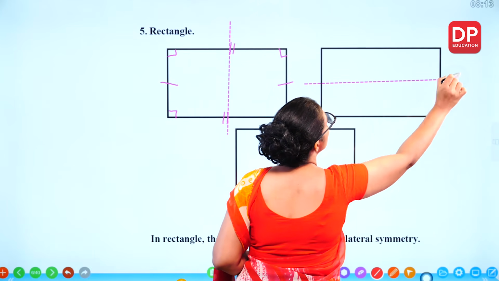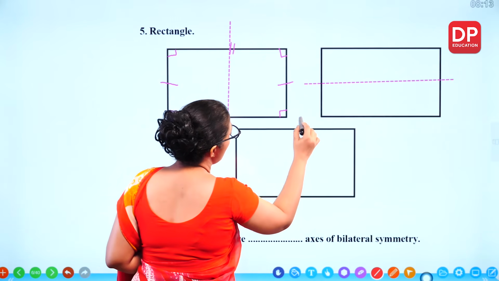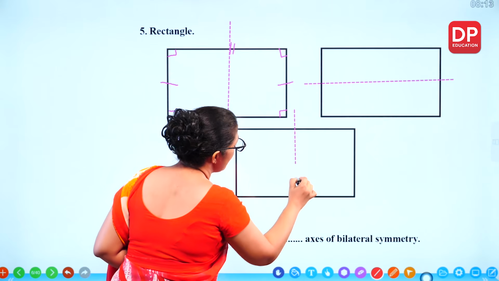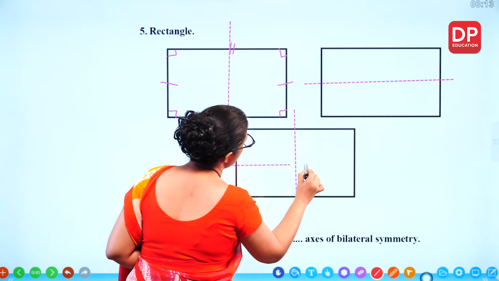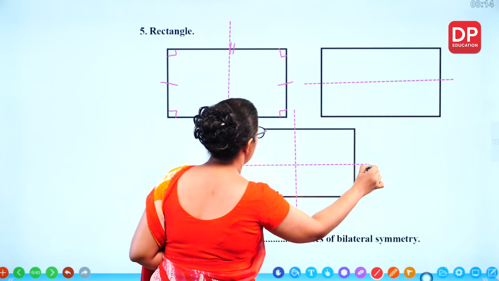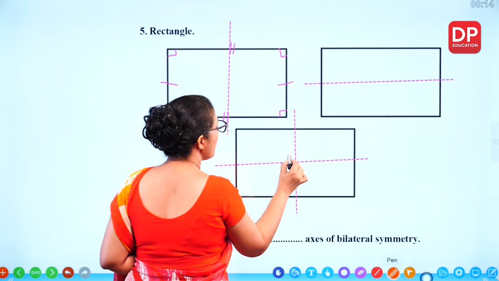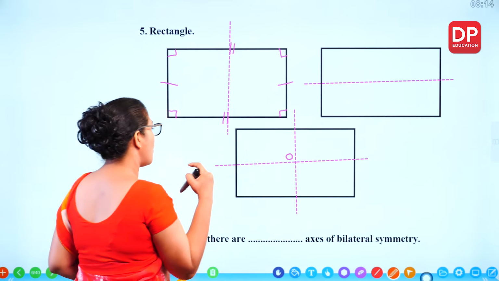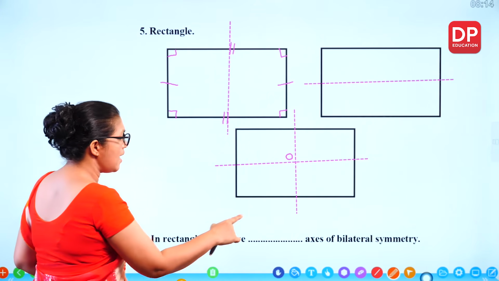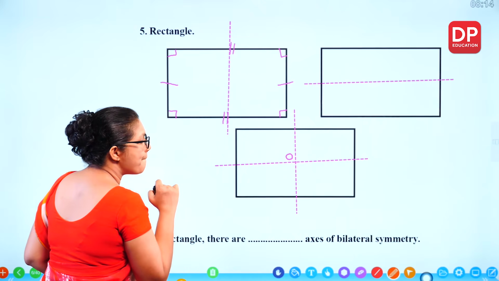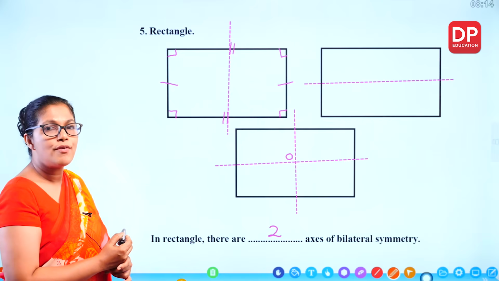So 2 axes of symmetry. If I draw this one on the same figure, I get here and here. So it intersects at one point here. This is the point 4. So how many lines of symmetry are there? Axes of bilateral symmetry? Only 2 in a rectangle.